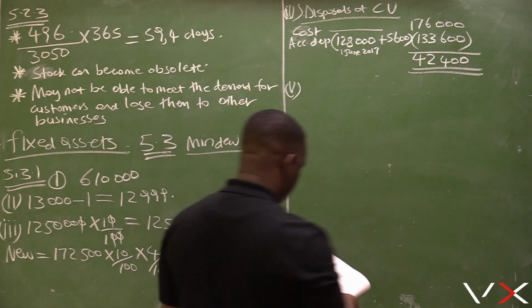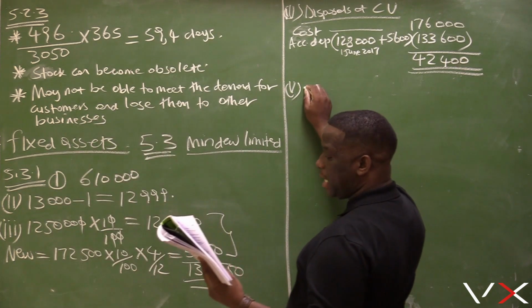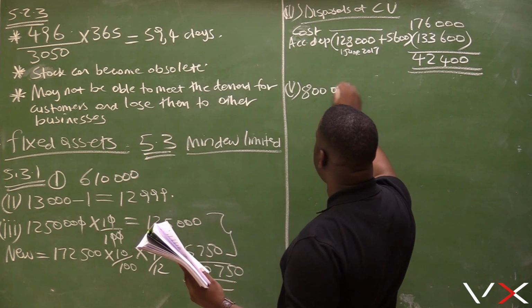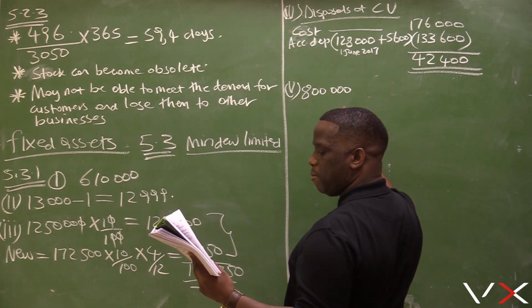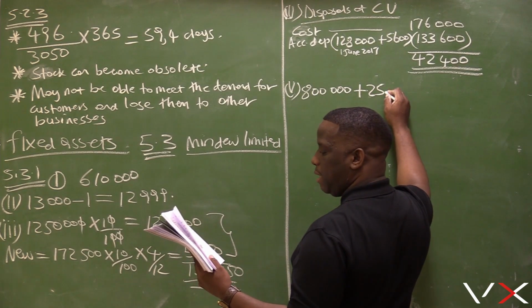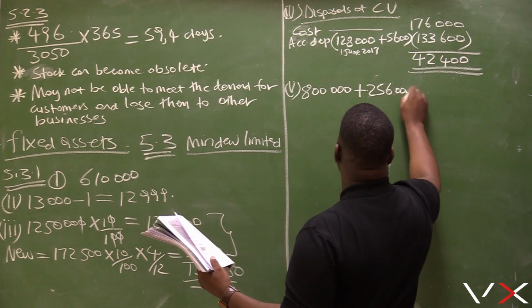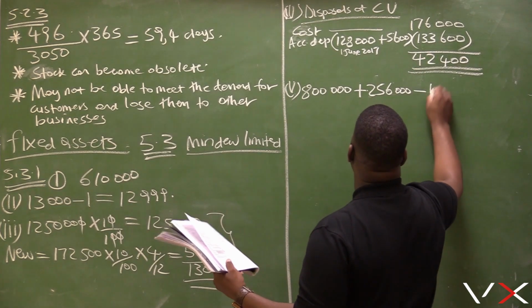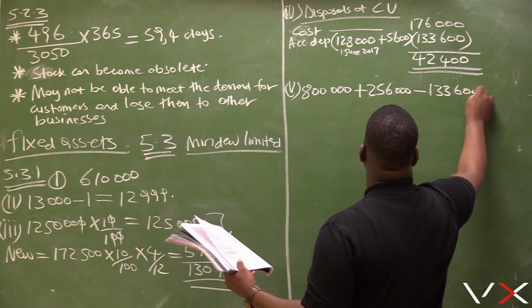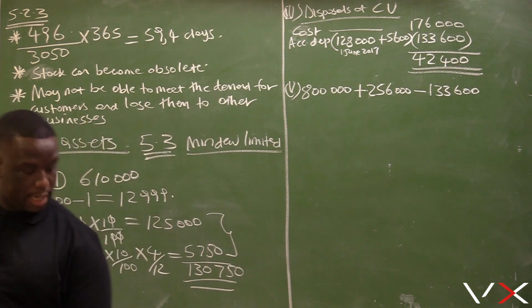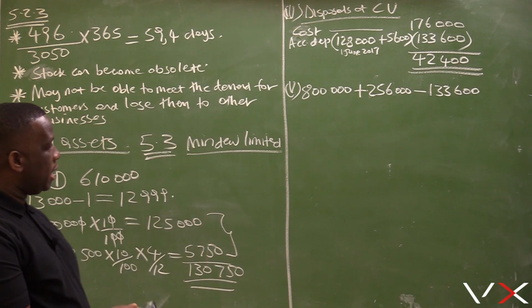This one is the easiest one because we will take the accumulated depreciation at the beginning, which was 800,000, plus depreciation for the year, which is 256,000, minus depreciation of the asset that was sold, which is 133,600. The student needs not to forget the depreciation of the asset that was sold.